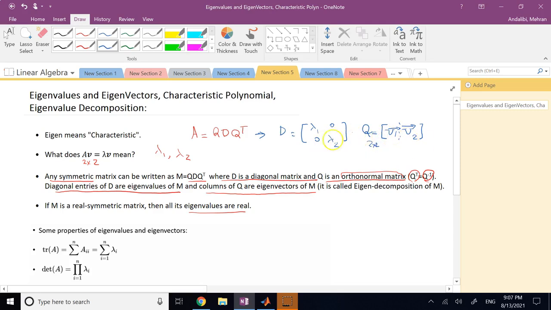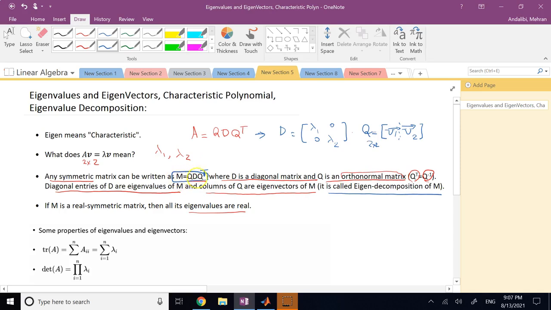Okay, so you can write matrix M like that. And what's the good thing about it? By the way, this kind of decomposing M as Q D Q transpose, we call the eigen-decomposition of M. What's good about it? I'll show you. It has so many advantages.